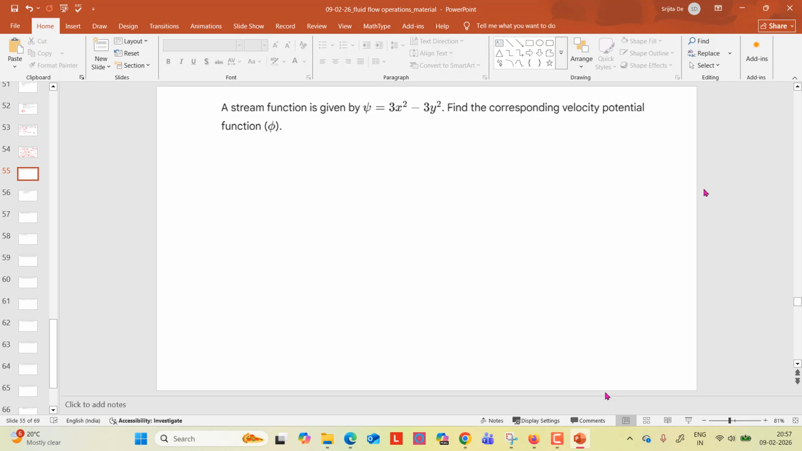A stream function is given by this. Find the corresponding velocity functions and the velocity potential function. Okay. So u is from the stream function, so del psi del y equals minus 6y. v is minus del psi del x equals 6x. Right?